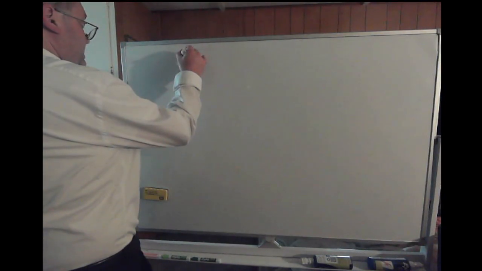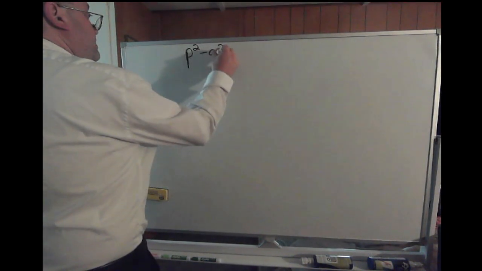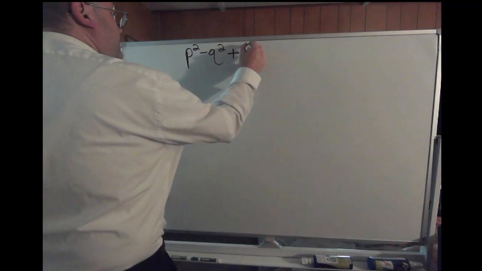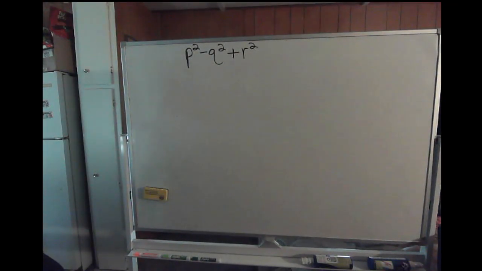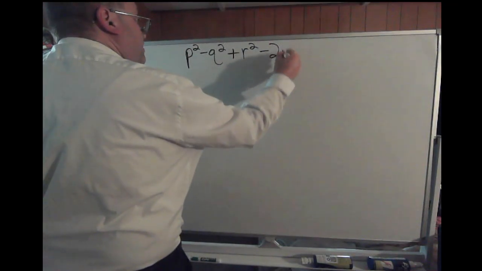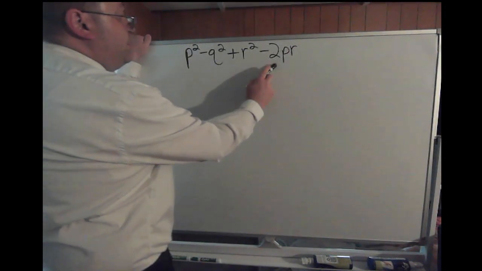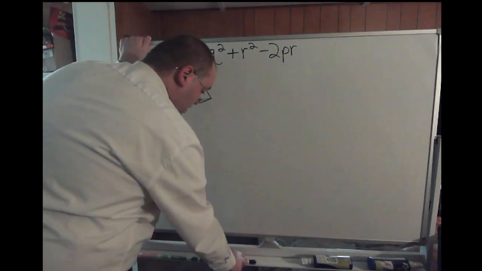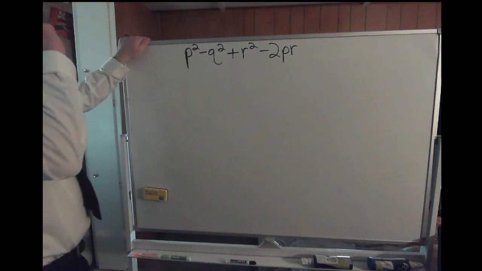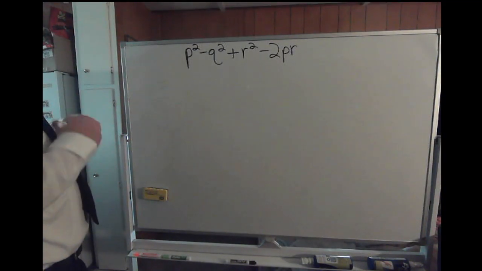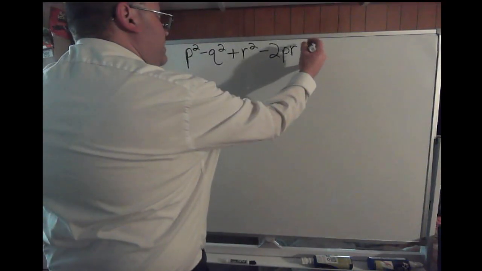All right, let's see. We got p squared minus q squared plus r squared minus 2pr. Well, what I'm going to suggest is you're going to want to use your commutative property of addition to rearrange some of these terms.